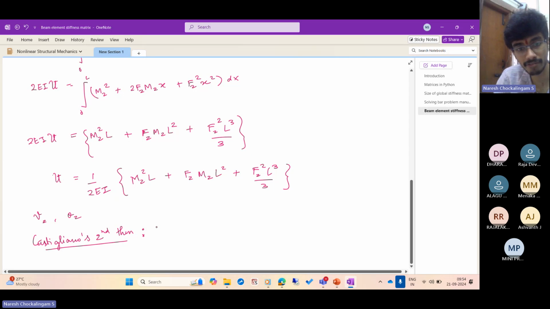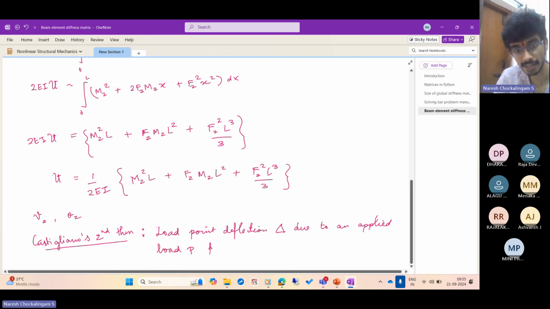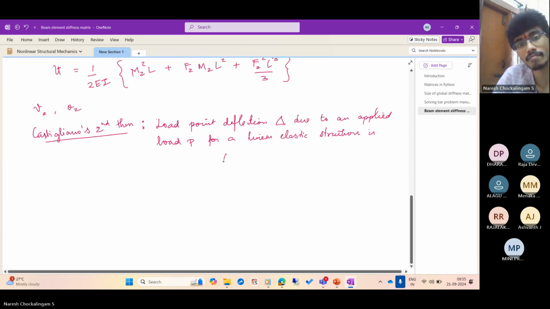the deflection, the load point deflection, let us call it delta, due to a load P for a linear elastic structure is obtained as, where U star is the complementary strain energy.